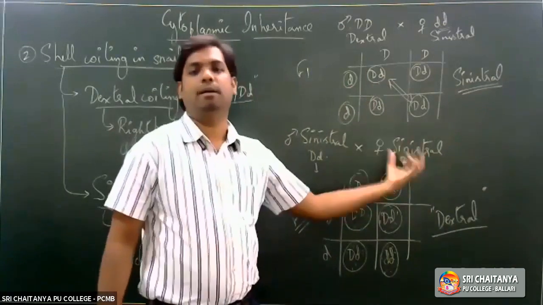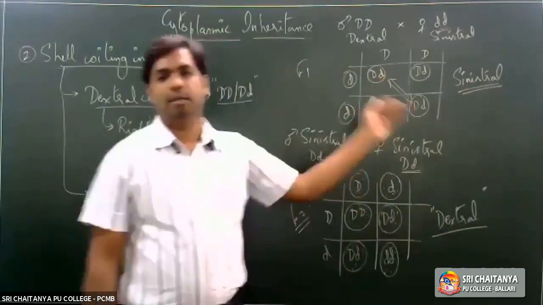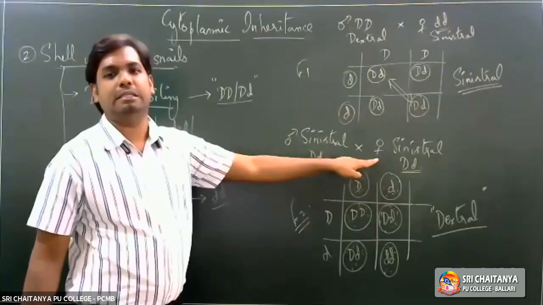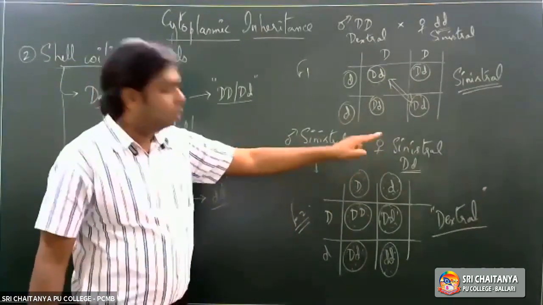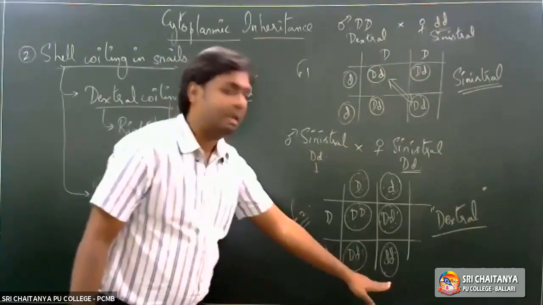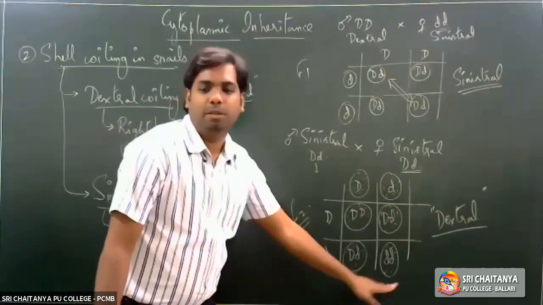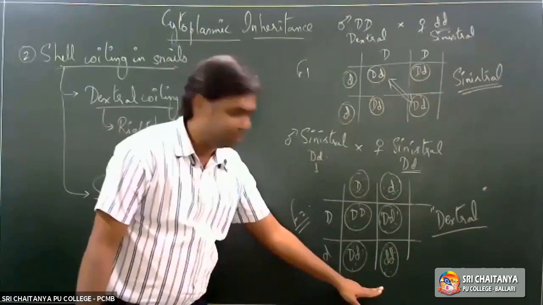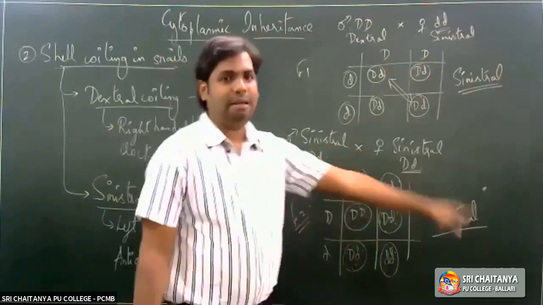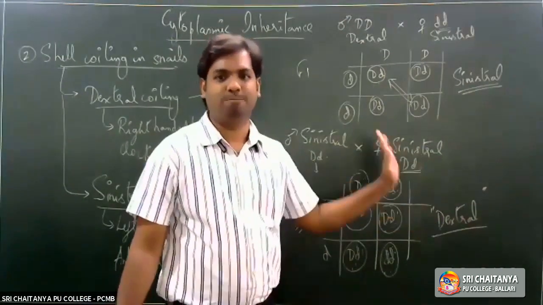Now, since the mother had a dominant allele, the mother started producing the proteins, and the proteins which were present in the cytoplasm of the mother were transferred into the offspring. That's the reason why even in the last condition, when both the alleles were recessive, it still showed a dextral coiling. So this is what we have.